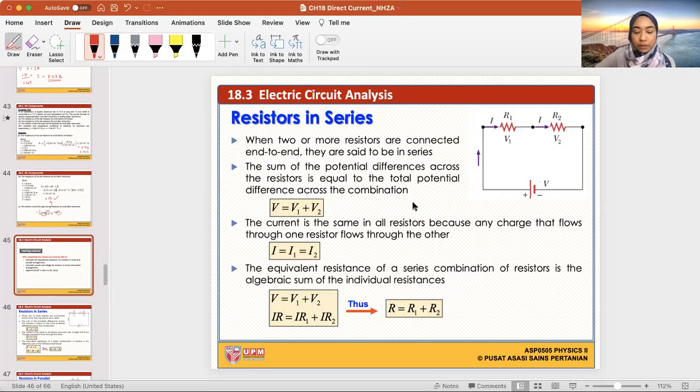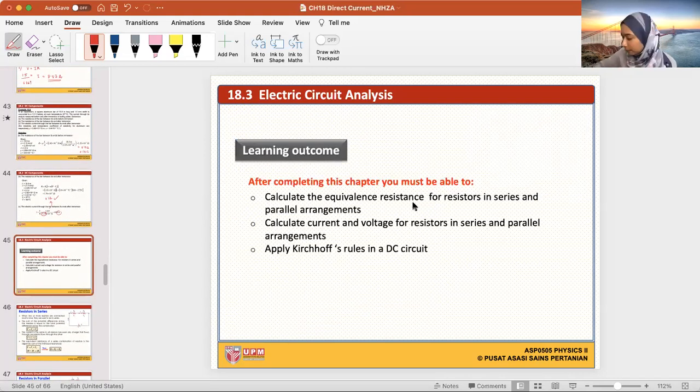Okay, so this is our next subtopic, the last one and the most exciting one. We have half an hour to go, so let's do our best. I don't think we will finish, but it's okay. So this is electric circuit analysis. This is the one I'm looking forward to teaching you guys because the first and the second one were quite easy. So this one is to calculate the equivalent resistance for resistors.